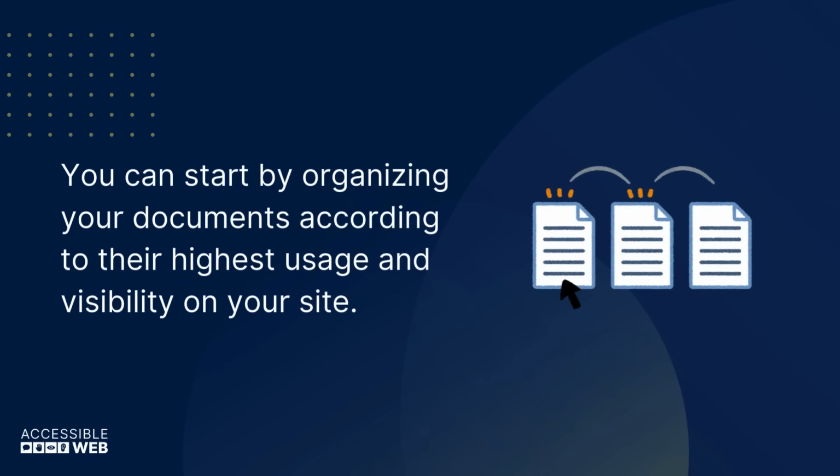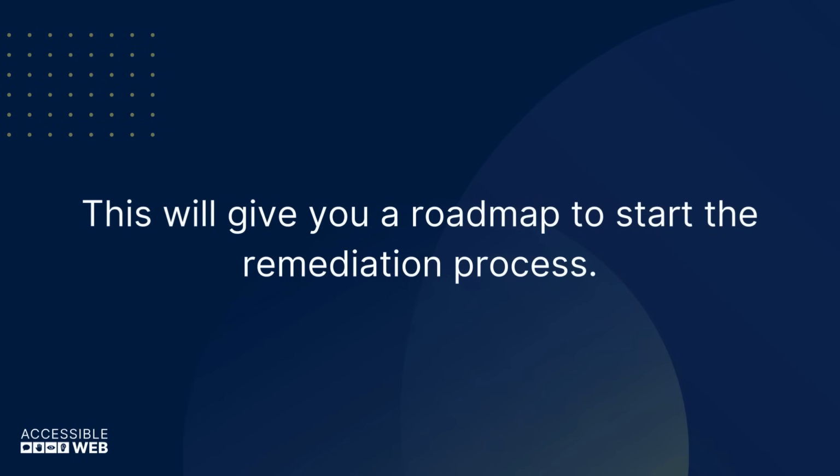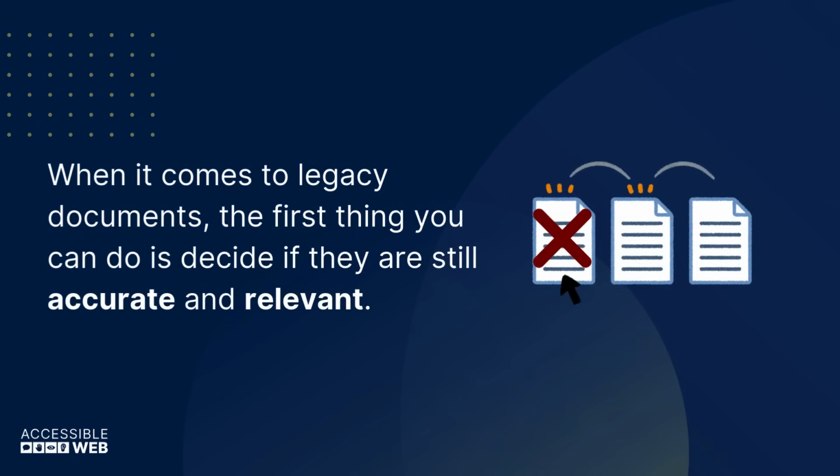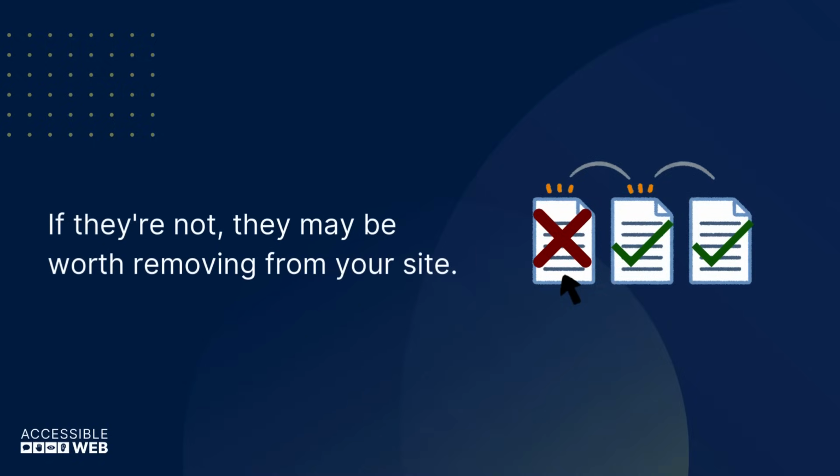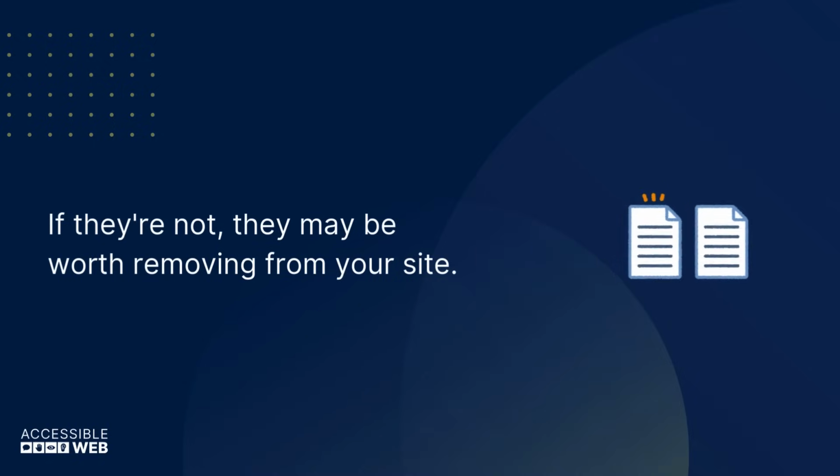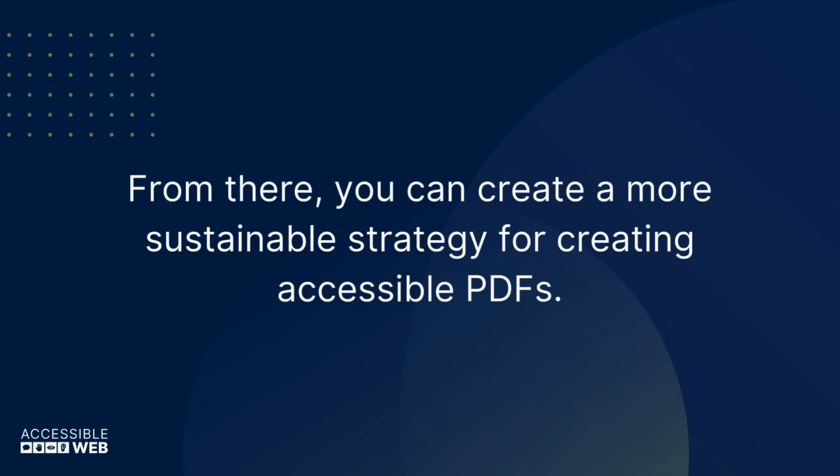You can start by organizing your documents according to their highest usage and visibility on your site. This will give you a roadmap to start the remediation process. When it comes to legacy documents, the first thing you can do is decide if they are still accurate and relevant. If they're not, they may be worth removing from your site. From there, you can create a more sustainable strategy for creating accessible PDFs.